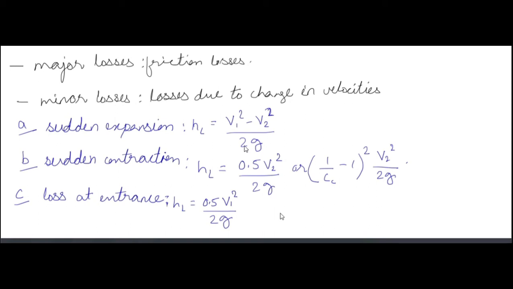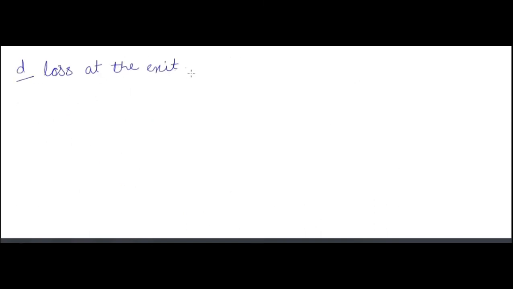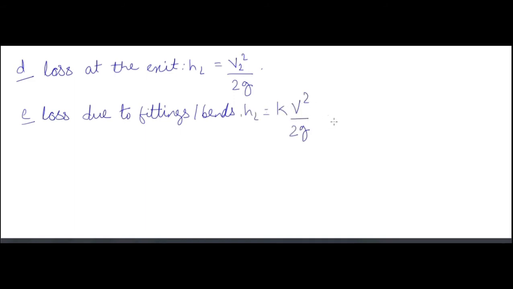Sudden contraction is 0.5 V2 square by 2g, or if you are given the coefficient of contraction, then (1 by Cc minus 1) the whole square into V2 square by 2g. Loss at entrance is equal to 0.5 into V1 square by 2g. Also, loss at exit is equal to V2 square by 2g, and loss of head due to fittings and bends is equal to kV square by 2g, where k is the fitting or bend coefficient.